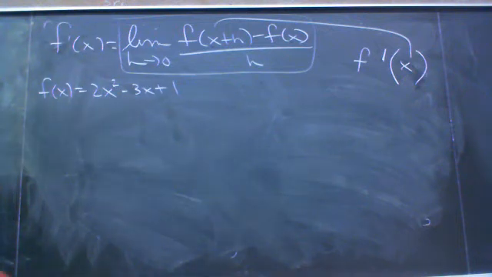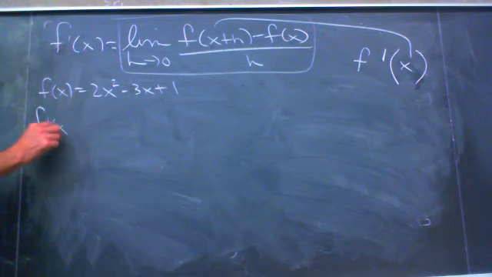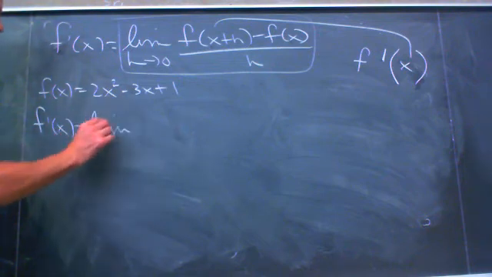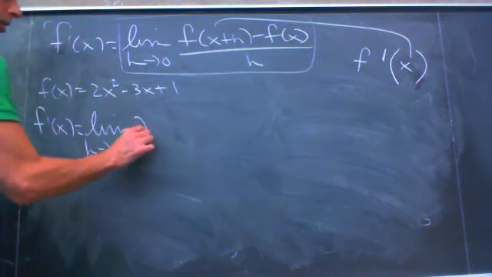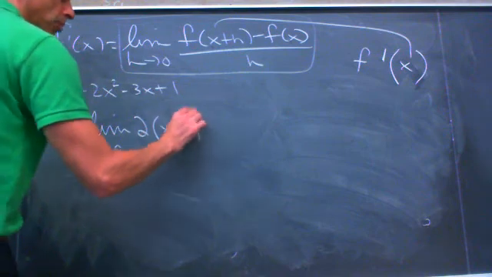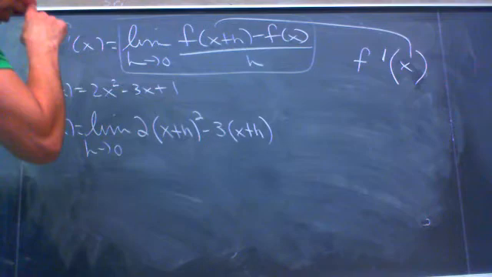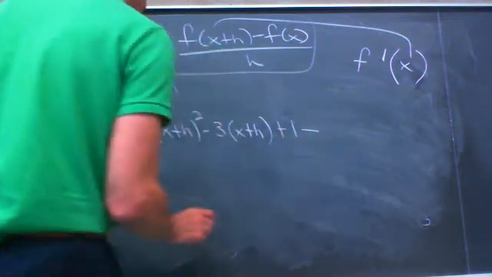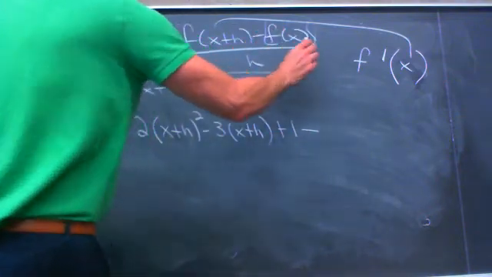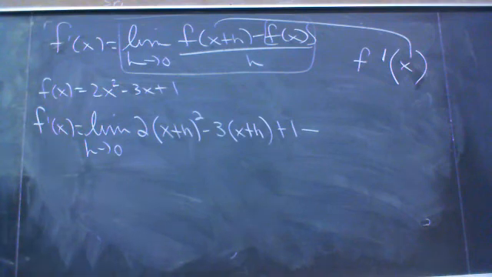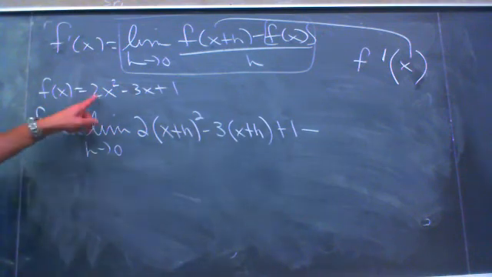So f prime of x equals the limit as h approaches 0 of 2 times x plus h squared minus 3 times x plus h plus 1 minus the function. And this is where students make errors. We forget to run the minus sign through.